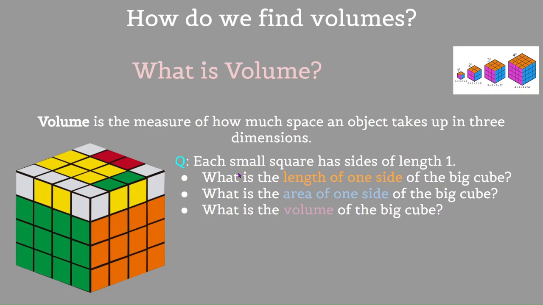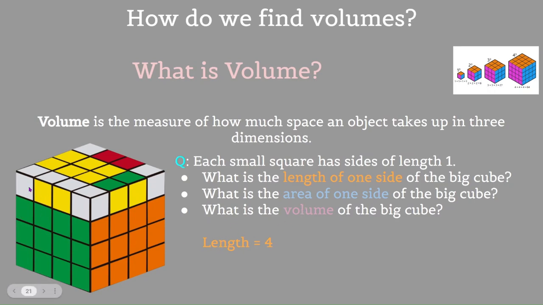So, the length of one side of the big cube, right? The squares each have a length of 1. So we have 1 length, and then 2 lengths, 3 lengths, 4, right? So the length of one side is 4 because we have 4 of the squares. Each of them is 1, right? 1 plus 1 plus 1 plus 1 is 4.